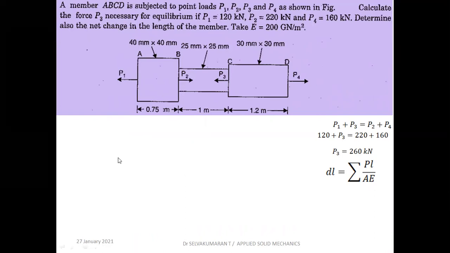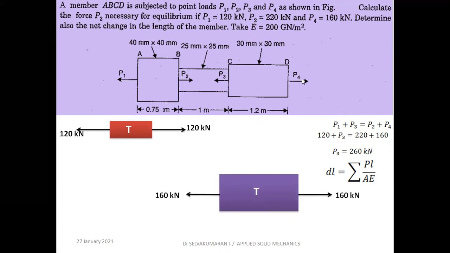Now draw the free body diagram of all the three members AB, BC and CD. For AB, P1 is the force, 120 kilonewton. Same magnitude, same nature must act on the other side. So it is in tension. Now go to the right-hand side. P4 is nothing but 160. On the left-hand side, same magnitude but in the opposite direction, tensile.